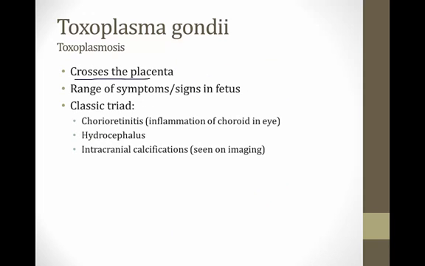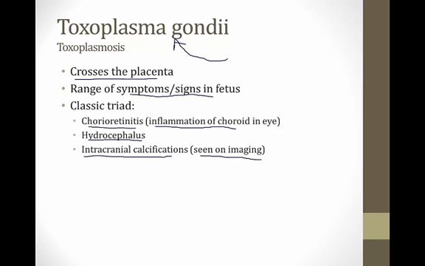Toxoplasma can cross the placenta, and remember that pregnant women are not supposed to change the cat litter, and that's to avoid exposure to this protozoa. If the baby gets infected in utero, there is a range of symptoms and signs that can be seen, but the classic triad of a fetal or newborn toxoplasma infection is chorioretinitis. So this is inflammation of the choroid, which is the vascular layer of the eye, hydrocephalus, and finally calcifications inside the brain and the skull. This is often seen on imaging.